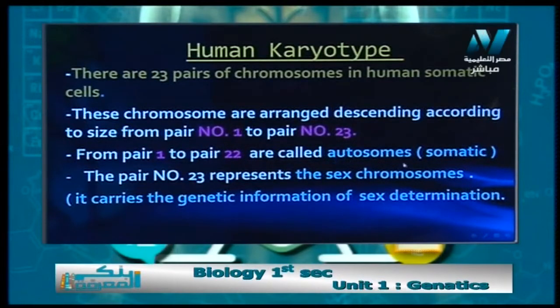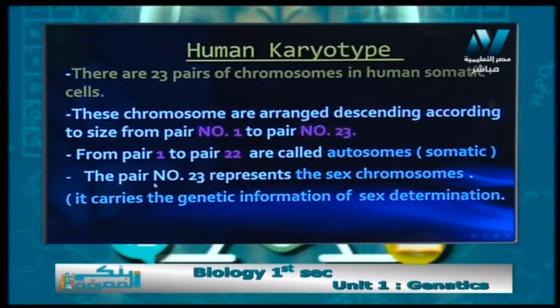This is a new word to you. Autosomes here, somatic body cell. All the genetic information about your body found on the chromosome from number 1 to the pair number 22.